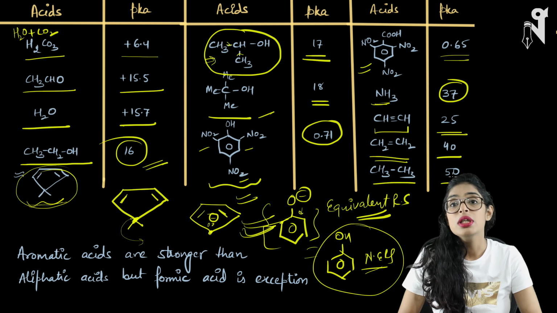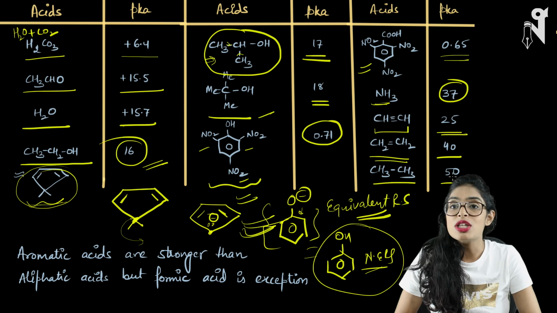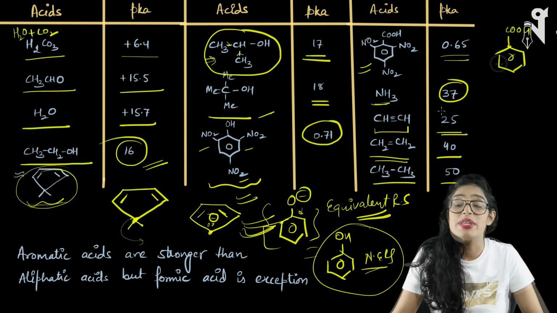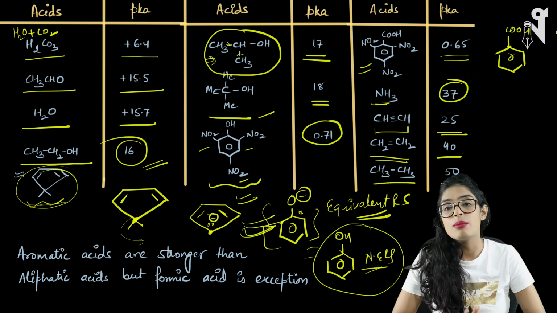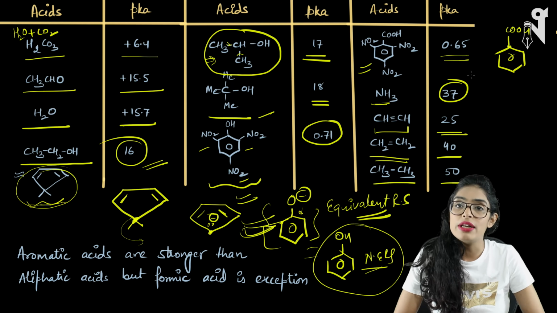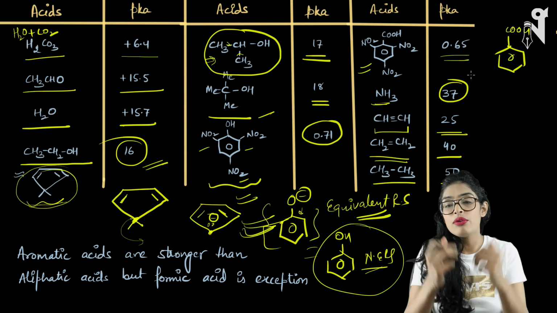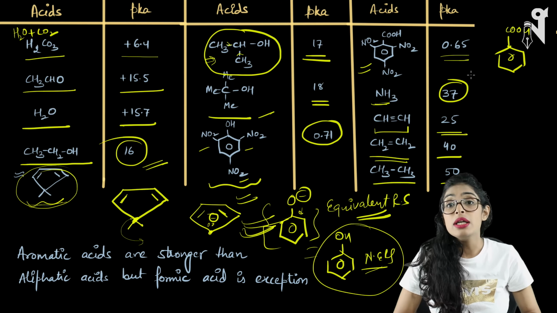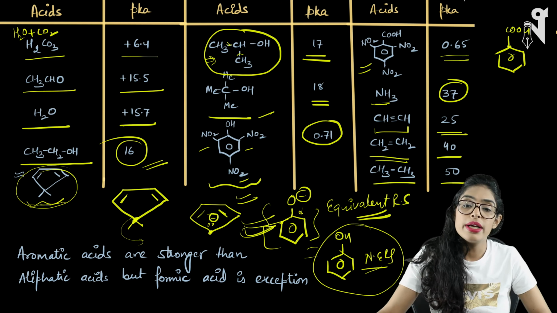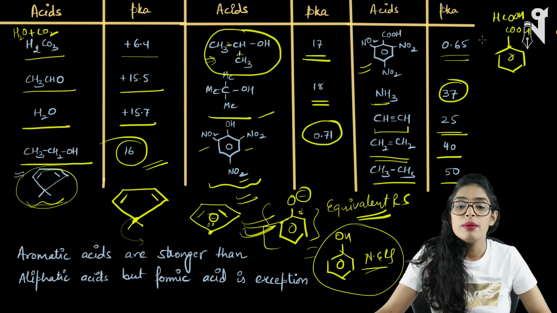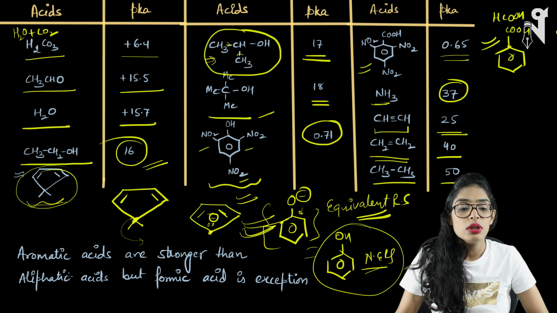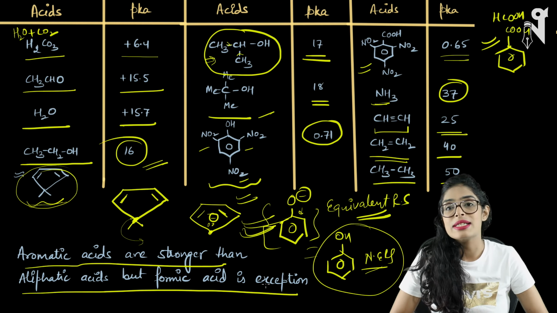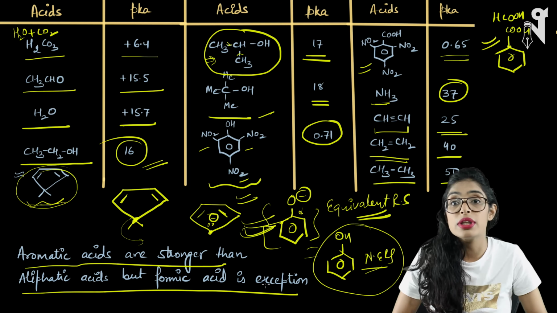Okay, so these are the comparisons over here. You have to remember that HCOOH is much more acidic than your aromatic acid, that is benzoic acid. In general, aromatic acids are stronger acids as compared to the aliphatic ones. Why? Because the benzene ring is electron withdrawing, and that makes the acids much stronger. But your HCOOH is a better acid than your benzoic acid. So, as I have written over here, aromatic acids are stronger than the aliphatic acids, but formic acid is an exception.